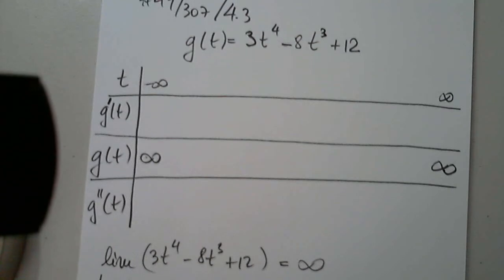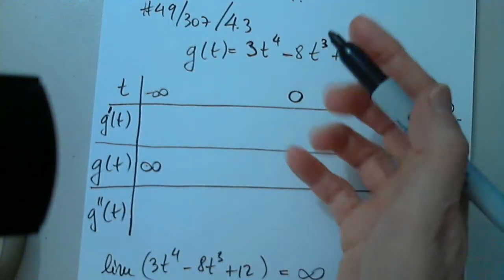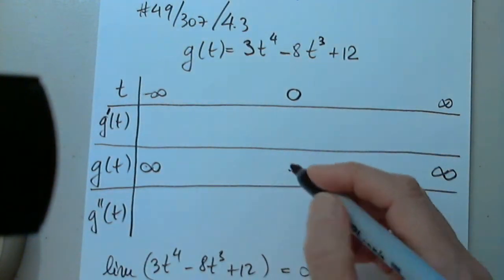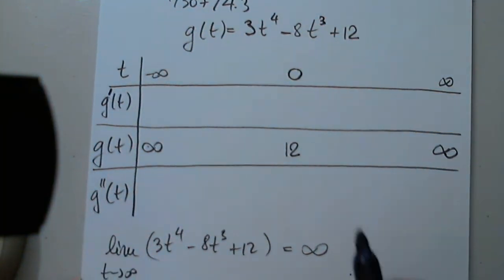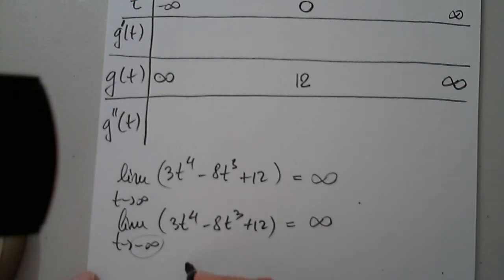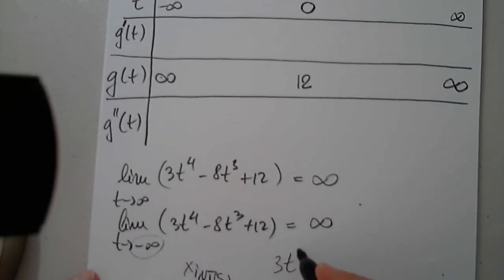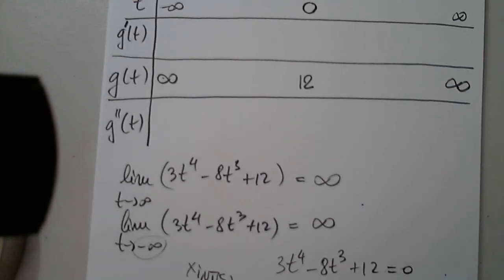Good. The next thing that I need about the function is to plug in 0. Can anyone give us the y-intercept? Is it 12? That's it. Perfect. So now let's define the x-intercepts. For the x-intercepts, we know that we have 3t to the fourth minus 8t cubed plus 12 equals 0.